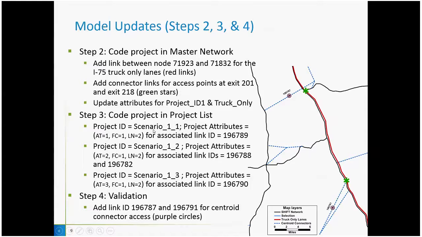And in step 3, there are 3 different project IDs defined. And the reason for this is because the area type, this is, like I said, a 70 or 61 mile length project. So you can imagine the area type changes as you go from the metro areas into rural and then back to the metro.